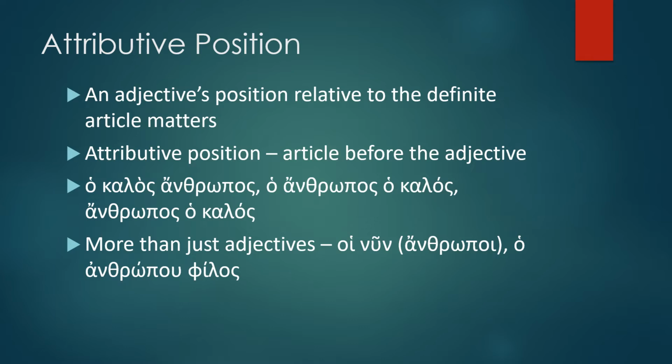And we can put in something like another noun, ho anthropou philos, anthropou genitive singular, the man's friend. And we know that anthropou modifies philos because it is in attributive position with the noun that the article is modifying.